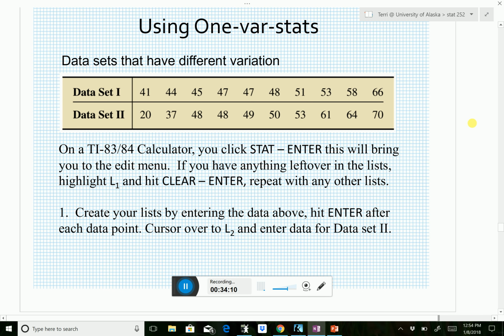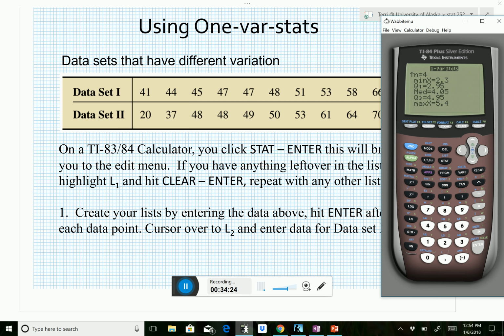So, again, I showed you how to do it here. So, we're going to use these 2 data sets. So, you want to enter your data. So, let's stat enter, and this brings you to the edit menu. So I'm going to clear, second, stat, enter, brings us to this menu. Now remember, I have leftover things in the list, so I'm going to go up here and highlight clear, enter, go up to L2, clear, enter.